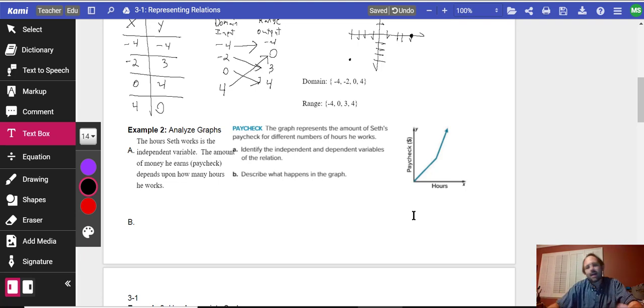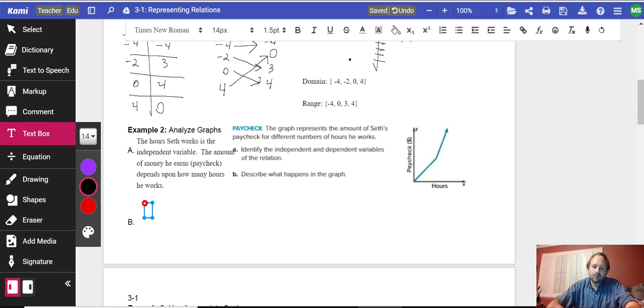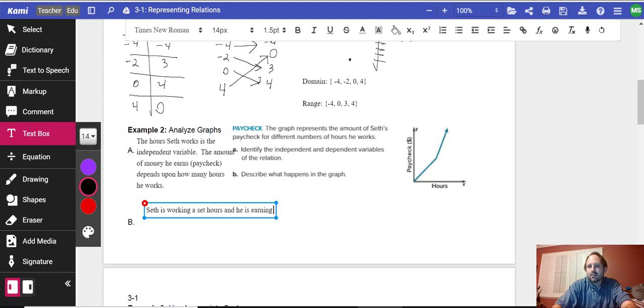All right, describe what happens in the graph. Well, Seth is working a set of hours, and he is earning money at a constant rate. How do we know that? Because it's a straight line going up. I mean, not going up, but like at an angle.